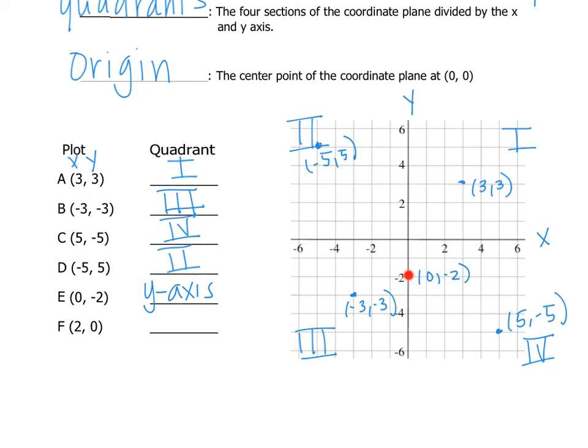And our last one is (2, 0). So 2 on our x-axis, 0, we're not moving at all on our y-axis. And that is going to be right there. That point is (2, 0). And the quadrant that is in, or where it's located, is on the x-axis.